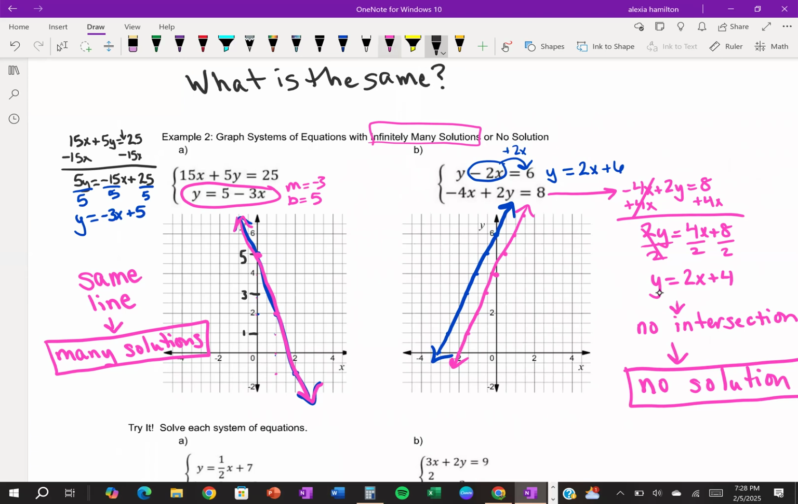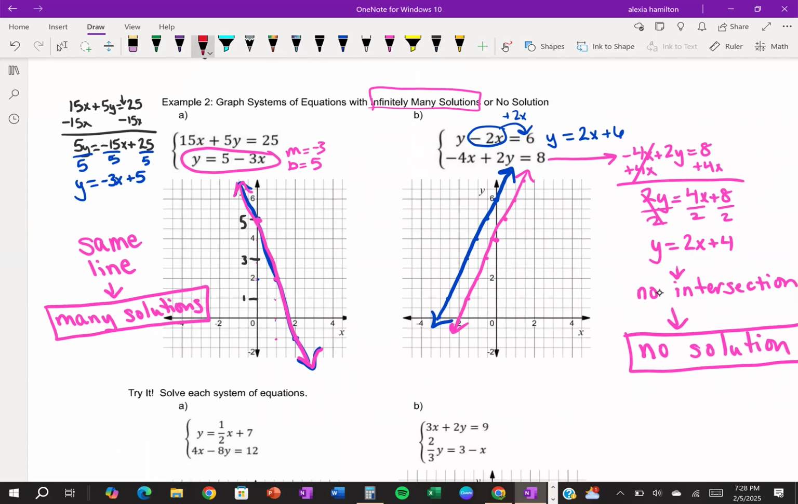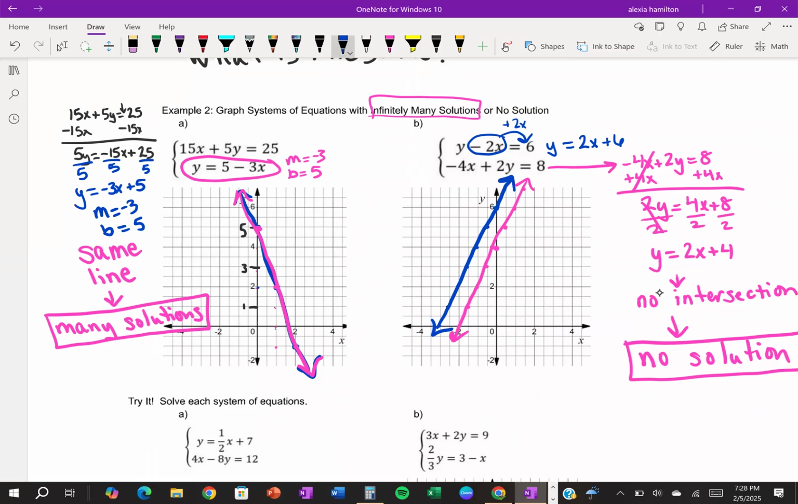Well, so for A, our slope here is -3, and our y-intercept is 5. Slope is -3, y-intercept is 5. Everything's the same. So many solutions comes from same slope, same y-intercept.